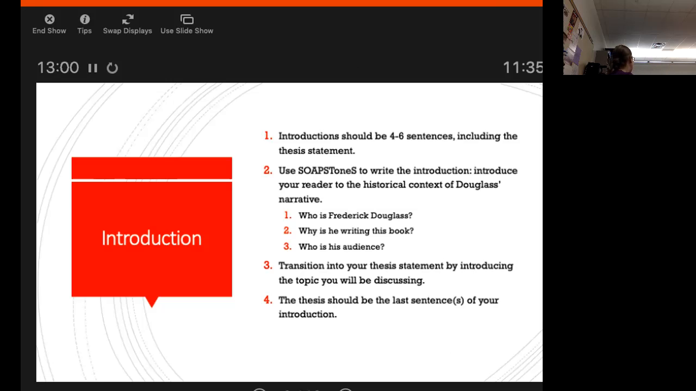So you give a little context. This is who Frederick Douglass is. This is the book he is writing. Here's who he's writing to. And ultimately, he is making these language choices for this purpose.